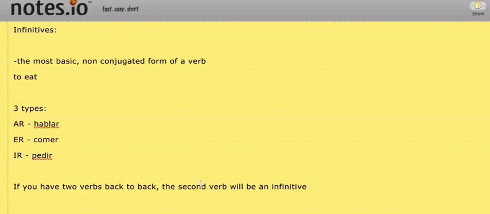So in this video, basically what I wanted to do was just try and clear up some of the confusion about what exactly infinitives are in Spanish.